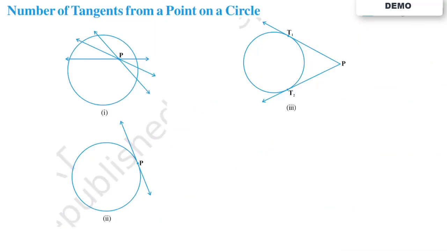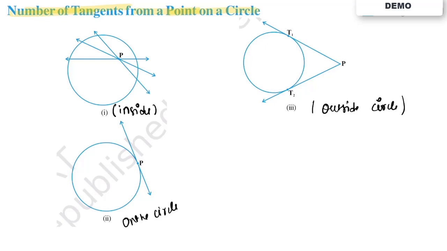Now let us see how many tangents you can draw from a point to a circle. Okay, so the number of tangents from a point to a circle. So basically again we have three conditions: the point is inside the circle, on the circle, and outside the circle. So let us discuss one by one. Okay, so here the point is inside, here the point is on the circle, and here it is outside the circle. Okay, so these are three things. Now let us discuss the number of tangents. So as you know, a tangent is a line that touches the circle at just one point.